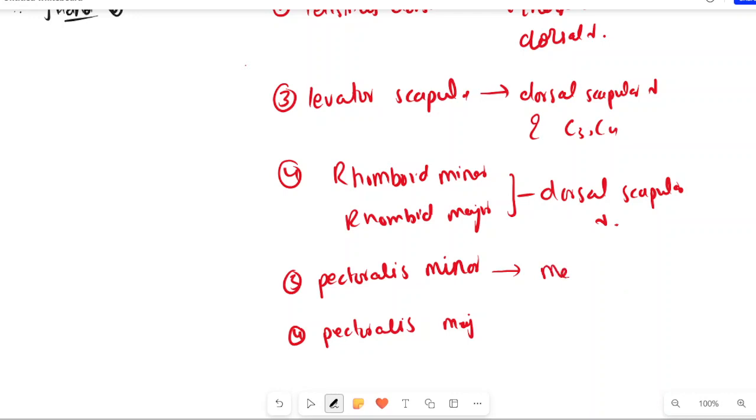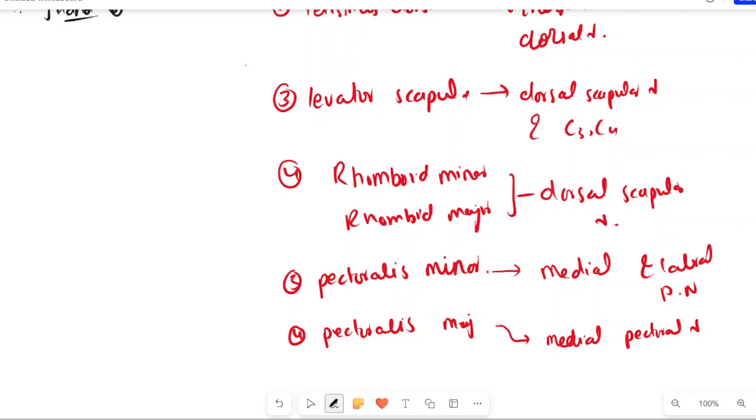Medial and lateral pectoral nerve. And pectoralis minor is supplied by only the medial pectoral nerve. So this is all about the muscles of the upper limb connected to the shoulder, which connect the upper limb with the vertebral column.